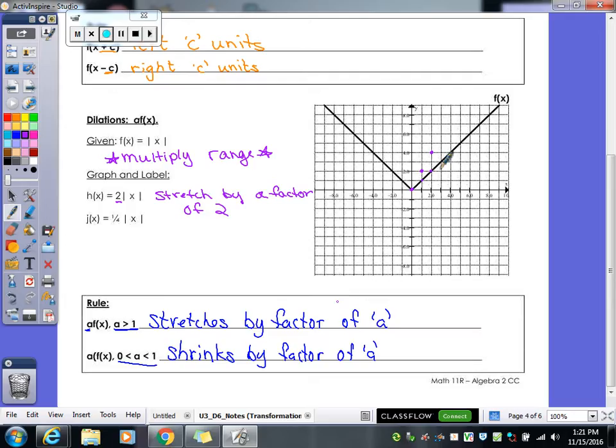So 3, 3 would change to what? 3, 6. 4, 4 would change to 4, 8. And then since it's an even function, it repeats that over on the other side. So negative 1, 1 would become negative 1, 2. And then negative 2, 4. Negative 3, 6. And negative 4, 8.